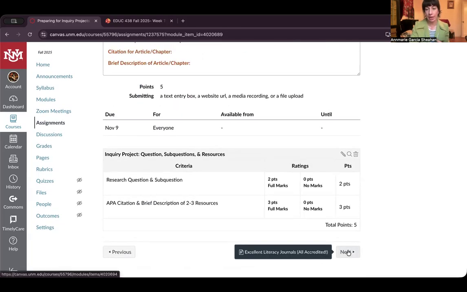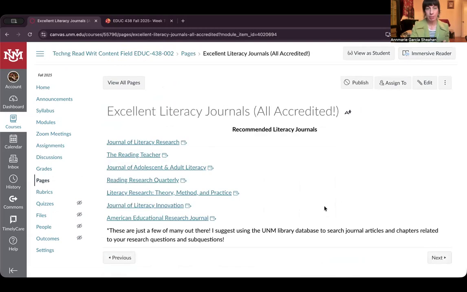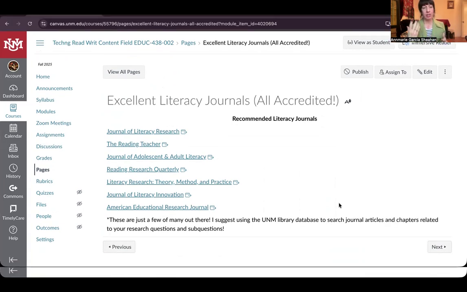One other thing that I included in this week's module is just a link to some excellent literacy journals. I'm not saying you have to use these, but if you don't really know where to begin, there's some great journals here. You can also, and I'll mention this on Wednesday too, use the UNM library database, which is great. The librarians are great. People can help you, okay?